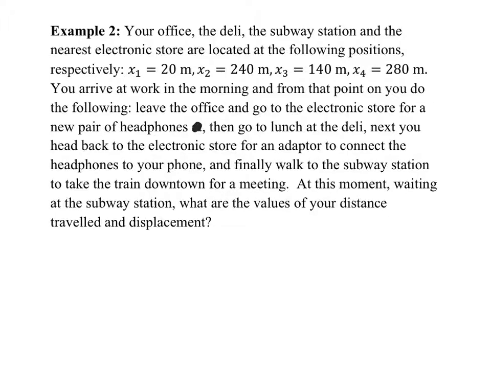So a diagram would be useful. You can start drawing a diagram if you want, but keep in mind where your locations are respectively. The office is at 20, the deli is at 240, the subway is at 140, and the electronics store is at 280. Respectively means in the order given in the problem is the order of the locations x1 through x4. Do the distances mean from your home? So again, it just says, at this moment, waiting at the subway, what are the values of the distance traveled and the displacement? So from the office, doing all that stuff, ending at the subway, what was your total distance traveled and what was your displacement?